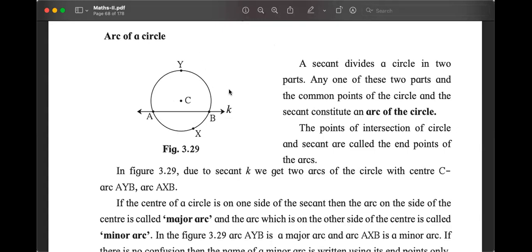Arc, in a very simple way, is a part of a circle. Any part of a circle will be called an arc. So this part, BX, can be called an arc. AX can be called an arc. AY can be called an arc. BY is also an arc. Any part of the circle can be called an arc. So if we understand what a circle is, there is no problem understanding what an arc is. Spelling is ARC.